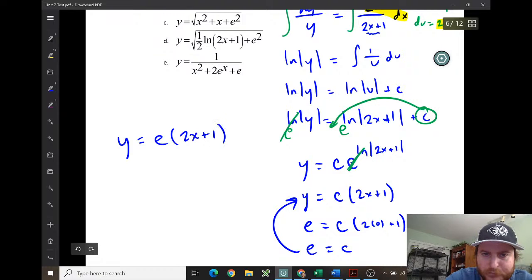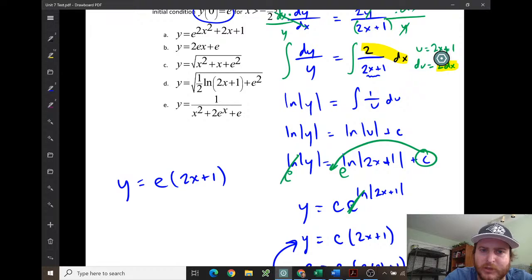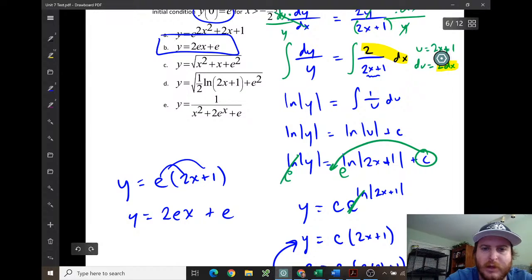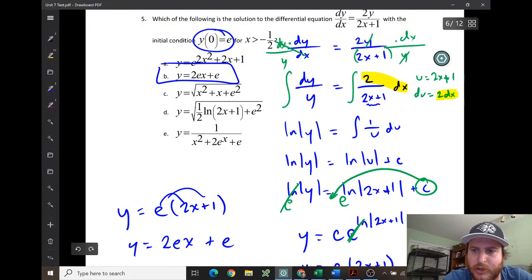That's my answer. Now, looking at these, the only one that remotely looks the same is b. And we can see if we distribute, this becomes y equals 2ex plus e. So that was choice B. Definitely a lot of places you could have gotten lost or stuck here. It was definitely a trickier question that took a little bit longer. But we have the tools to do this one if we're careful and if we make the right choice with our u sub up there.